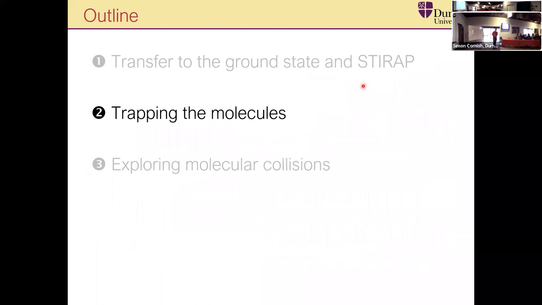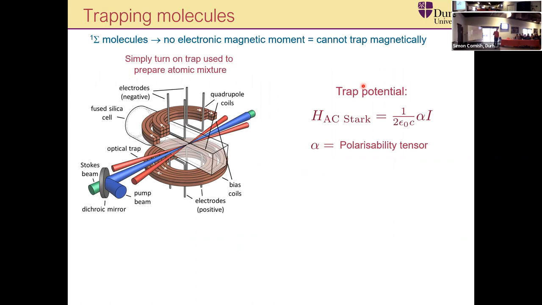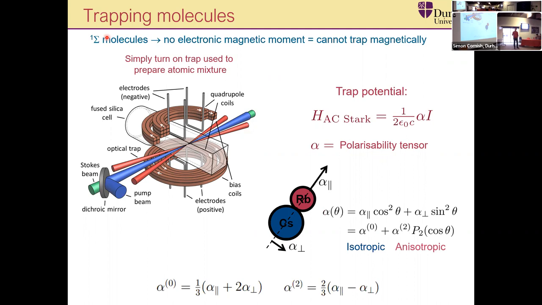So the first thing you want to do, obviously, is trap them. What are the options for us? Well, we've already learned that we're dealing with these singlet sigma molecules that do not have an electronic magnetic moment. So we can't use a magnetic trap, so we're going to have to turn the light back on, the lasers, and optically trap the molecules. And as with everything molecular related, it's a little bit more complicated than what I showed you last time in terms of trapping atoms. That's because the polarizability of the molecule differs whether the light is polarized along the internuclear axis or perpendicular to it. So we have to think of two polarizabilities, what we call alpha parallel and alpha perpendicular.